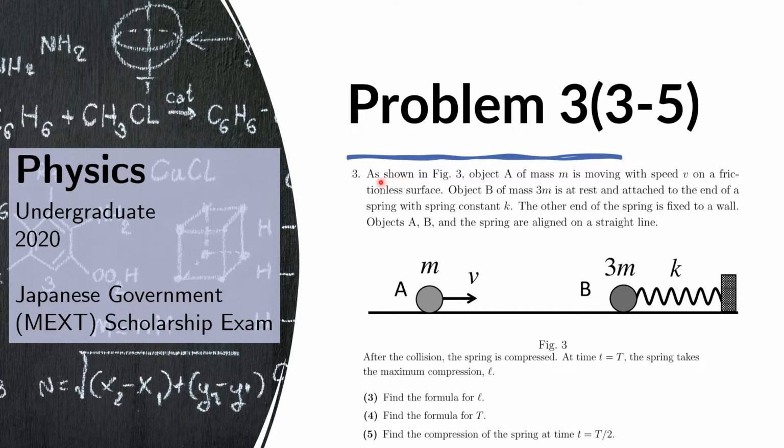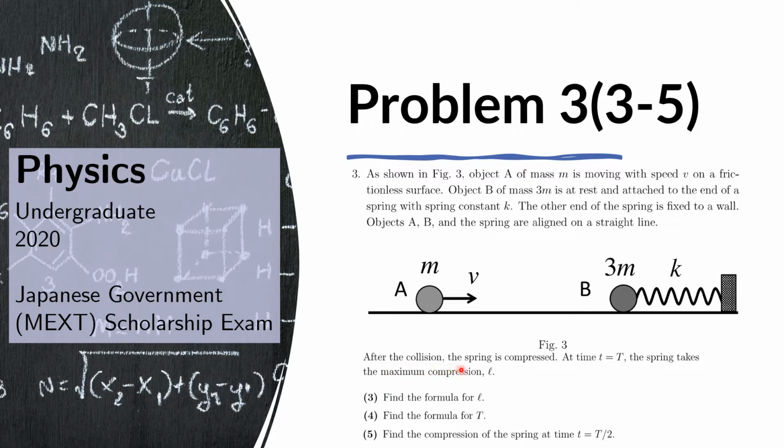And again, the problem goes, as shown in figure 3, object A of mass m is moving with speed v on a frictionless surface. Object B of mass 3m is at rest and attached to the end of a spring with spring constant k. The other end of the spring is fixed to a wall. Objects A, B, and the spring are aligned in a straight line.